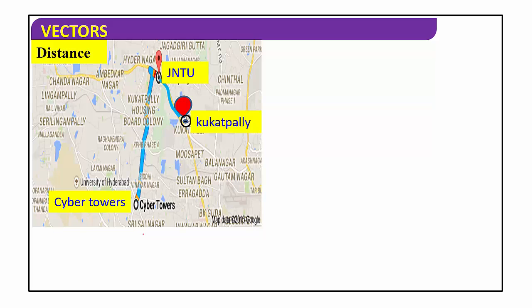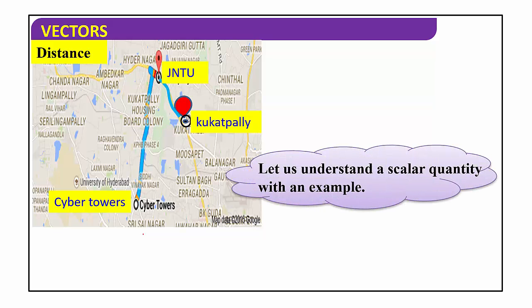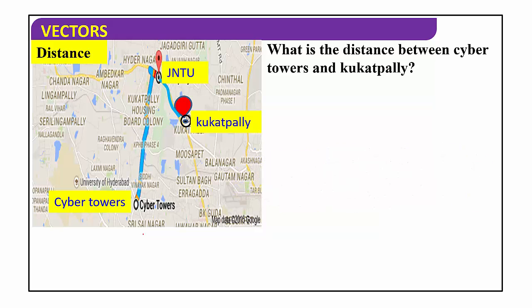Now we can take another example, distance. What is distance? The path length followed by an object. Wherever the object is moving, the path length or the total length we have to consider, then we can call it distance. Right? So here, let us understand a scalar quantity with an example.